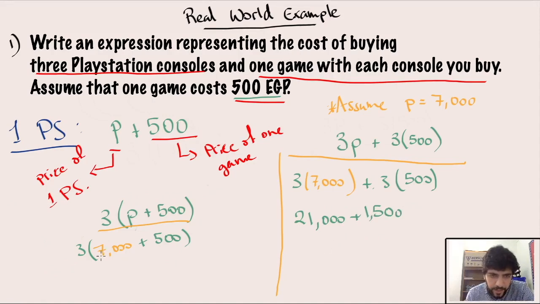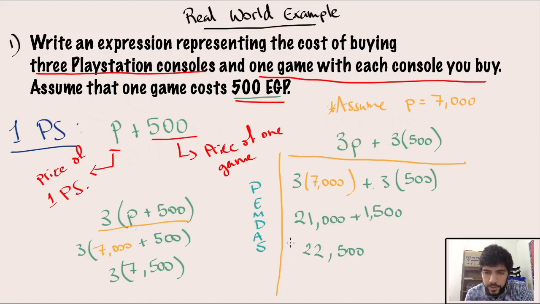And on the other side, we're going to add what's in the parentheses first, since we're following the order of operations, in case you forgot. Parentheses, exponents, multiplication, division, addition, subtraction. And so 7,000 plus 500 is 7,500. And then this is multiplied by 3. Back to the first one, 21,000 plus 1,500 would be 22,500. So this is our total cost for 3 PlayStations and 3 games using this expression.